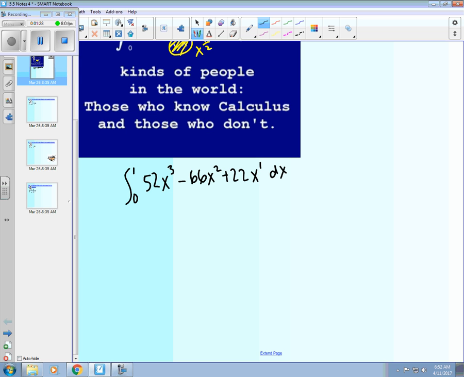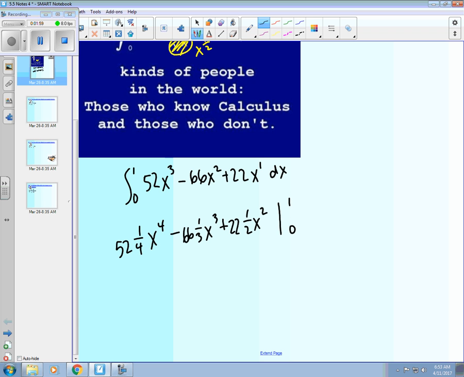Let's find the antiderivative of this one. If we go up a power, it would be x to the 4, and the reciprocal would be 1/4 times the 52 that was already there. Here would be x to the third. The reciprocal is 1/3 with the 66 that was already there. Same with the last one. And we want to evaluate these at 1 and 0.